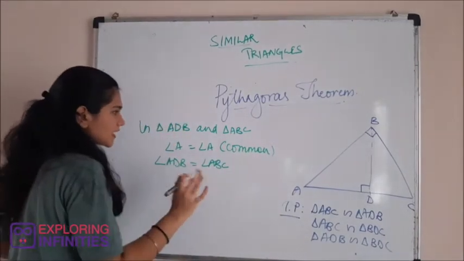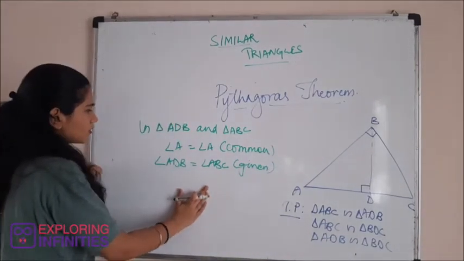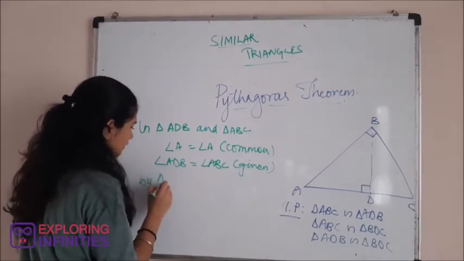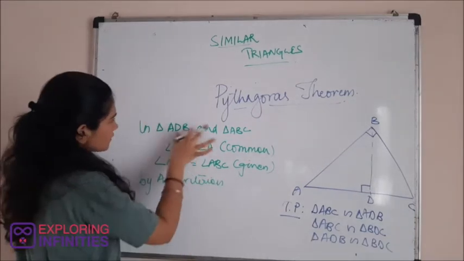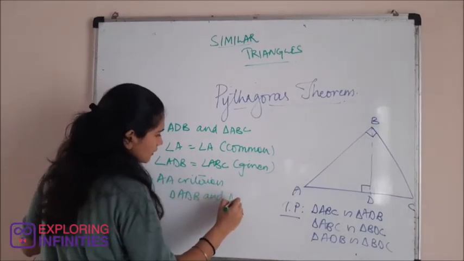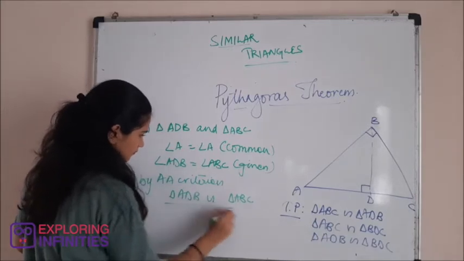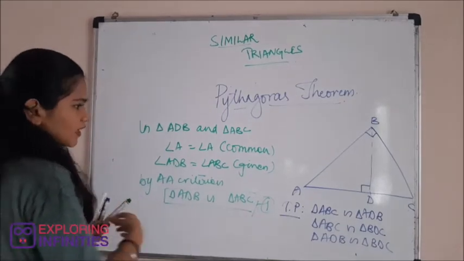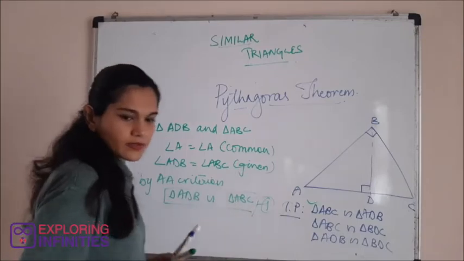Both the things are already given to us. So which criterion would you prove here? The angle criterion. So we will write by the angle criterion, these two triangles, triangle ADB and triangle ABC, are similar. So we will mark this as 1. Now we have proved the first point. Now moving on to the second point.